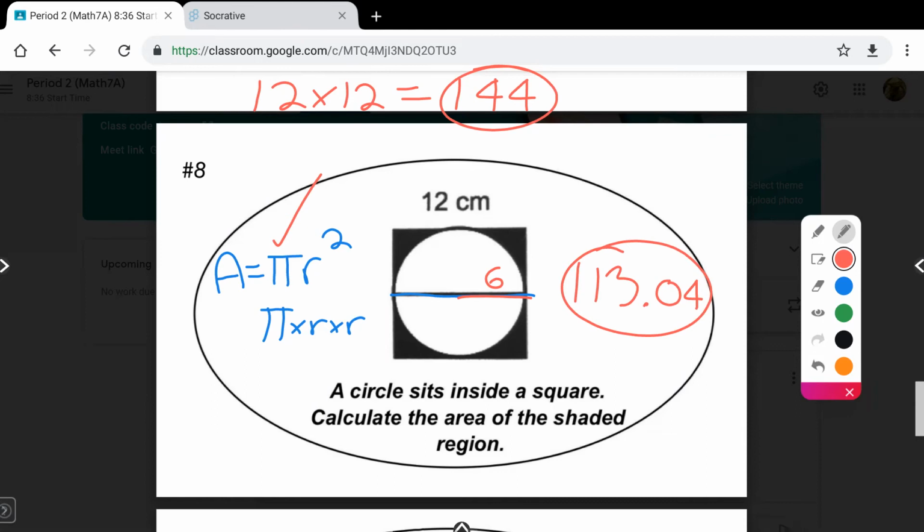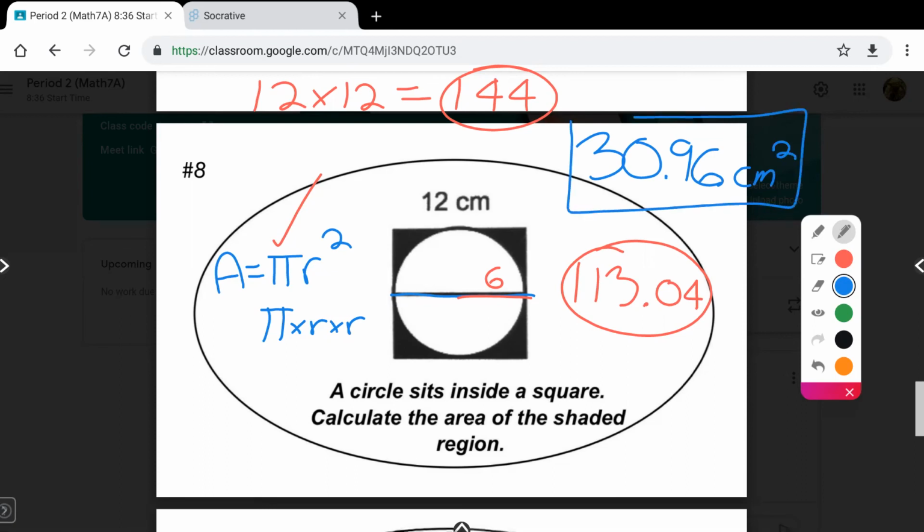So now all I have to do to simplify this question is take the area of the square, 144, and subtract, cut out that circle from it. So minus 113.04, and what's left over is 30.96, and since it's centimeters, it's going to be centimeters squared, because that's what we're finding. We're finding an area. So 30.96 centimeters squared.